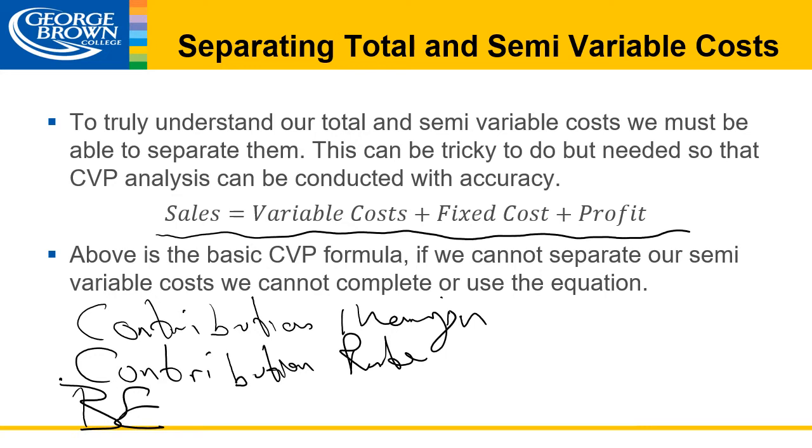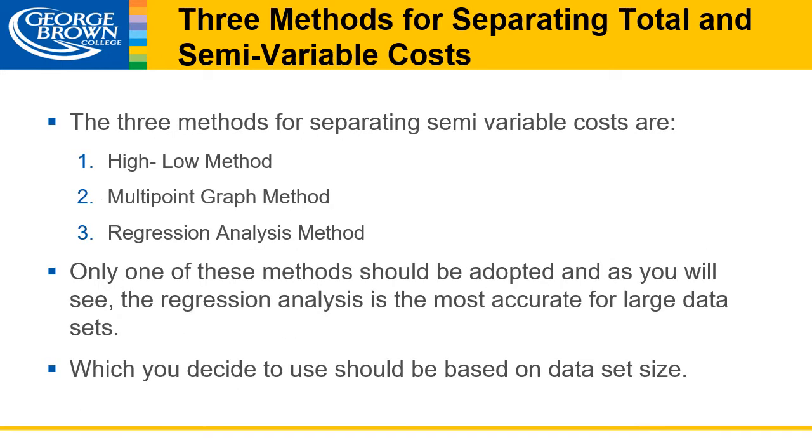Okay, so now I'm going to show you the three methods of separating either your total costs or semi-variable costs into their variable and fixed components for the purposes of a CVP analysis, or just understanding the difference between, let's say, your variable and your fixed labor. That would be an example of a semi-variable cost. So as I stated, there's three methods for separating your total or semi-variable costs. All three of these methods can be applied to both types of costs.